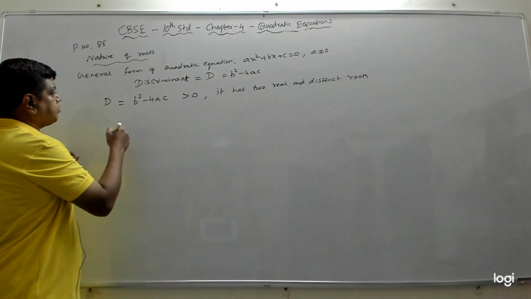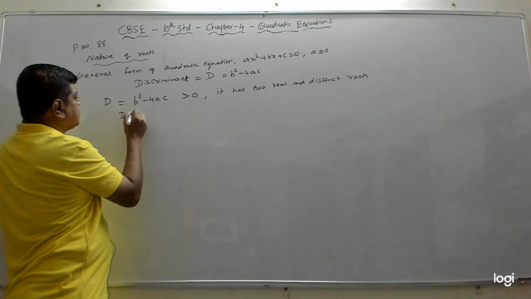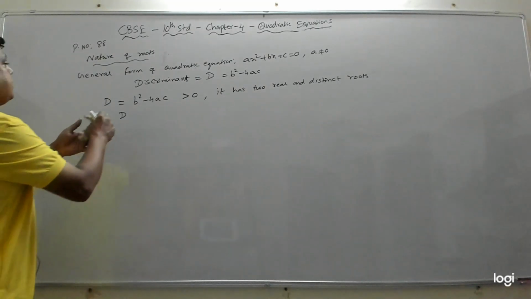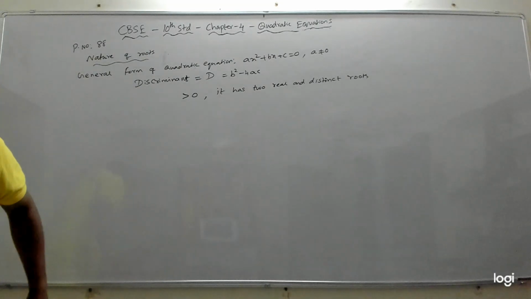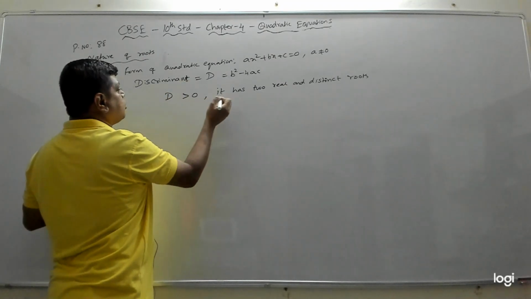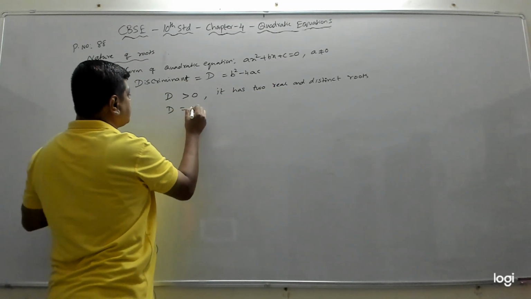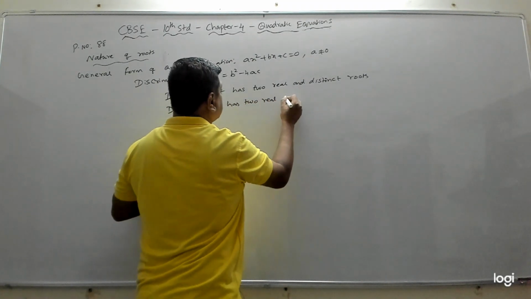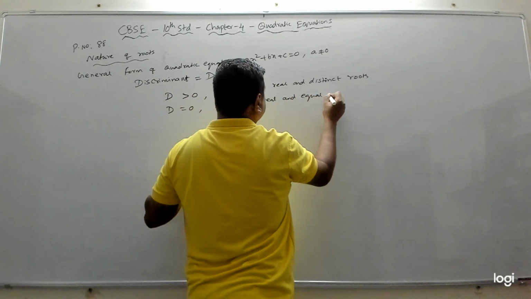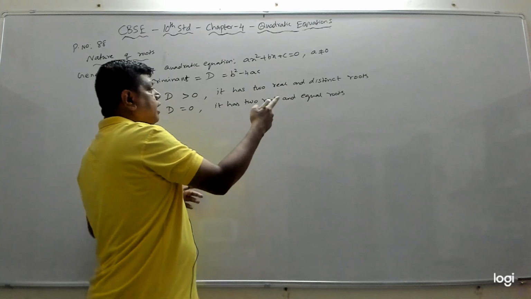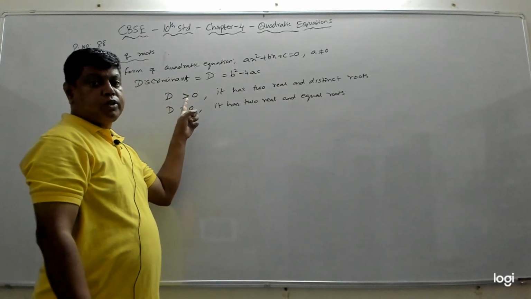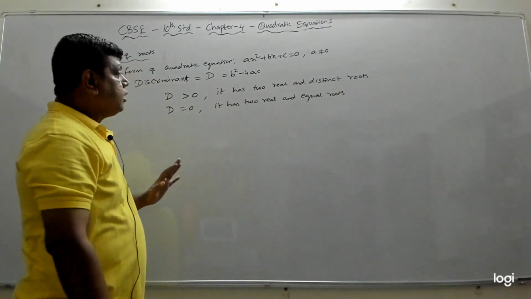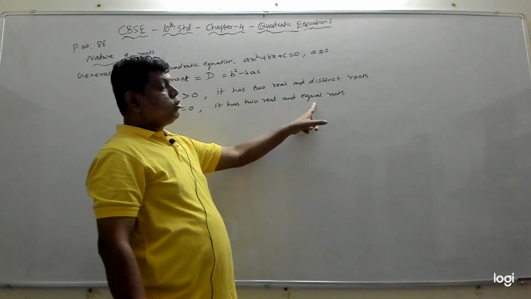Second, I will just talk about only D. D is b square minus 4ac, the discriminant. If D is greater than 0, then it has two real roots. If D is equal to 0, then it has two real and equal roots, which means the roots will be equal. Here, when D is positive, you will have two roots, but both will be different. If D is equal to 0, then also it will have two roots, but both the roots will be equal.